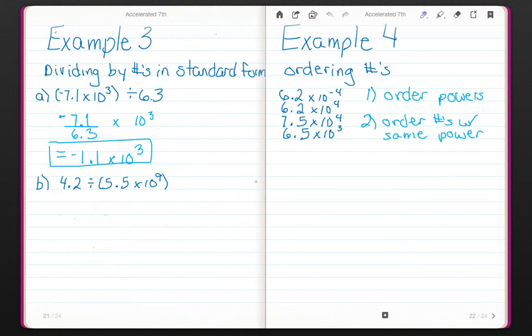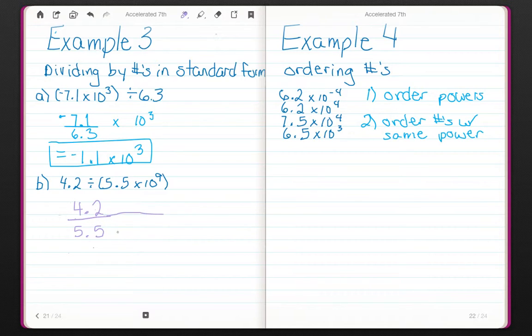Chapter 2.5, Dividing with Scientific Notation, Part 2. In example 3a, we divided numbers in scientific notation by numbers in standard form. In this problem, the scientific notation was in the numerator of my division fraction. Here in Part B, 4.2 standard form divided by 5.5 times 10 to the ninth. This scientific notation goes into the denominator.